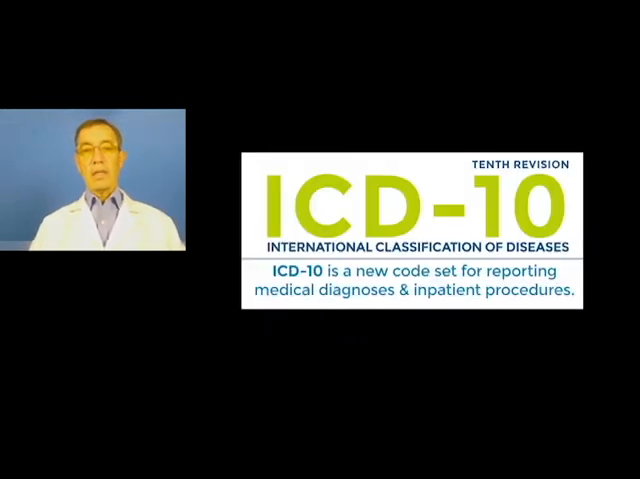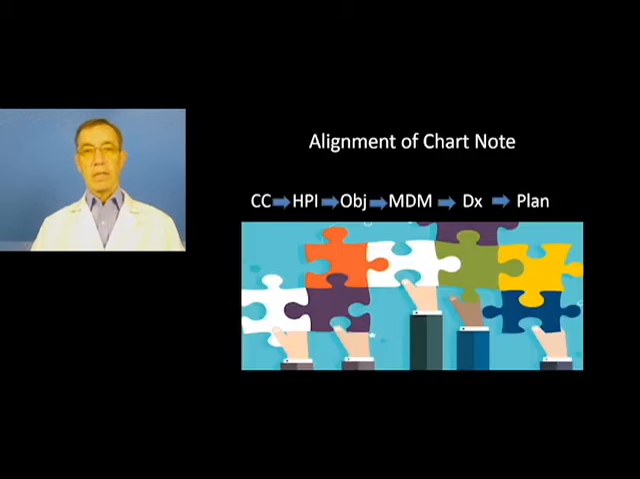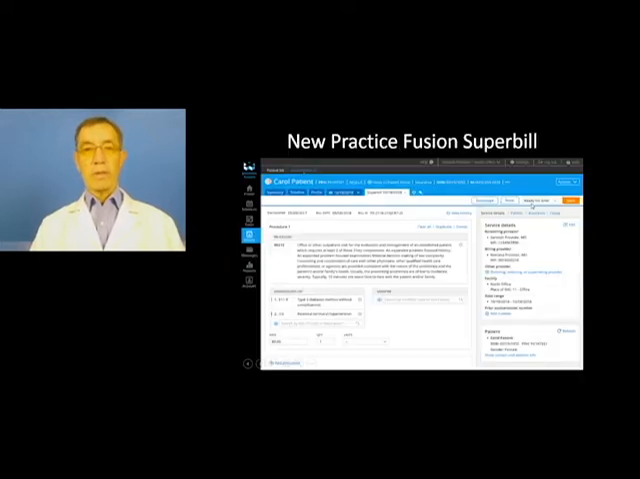So there is something called the International Classification of Diseases in the 10th revision called ICD-10. And these are the codes you would use for diagnosis. I want to go through some of the pearls and pitfalls of this as a medical informatics specialist. So understand there needs to be an alignment of the chart note. The chief complaint has to match and lead into the history of the present illness, into the objective findings on the physical exam, into the medical decision making, into the diagnosis, and into the actual plan and treatment.